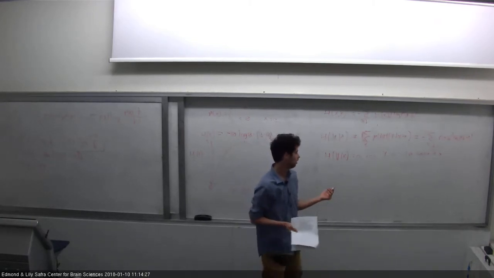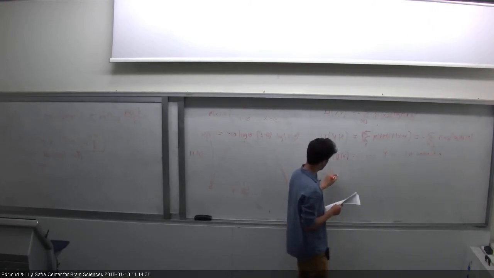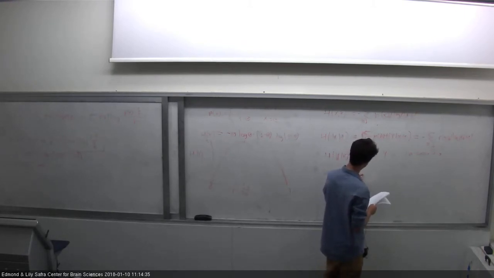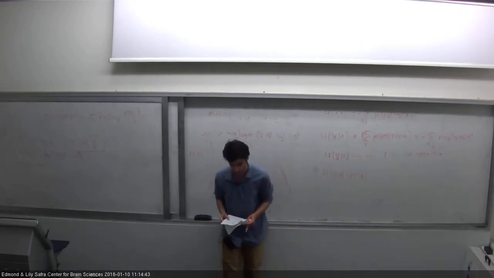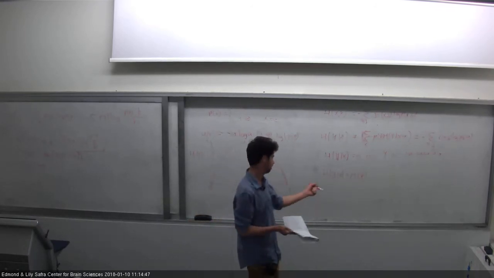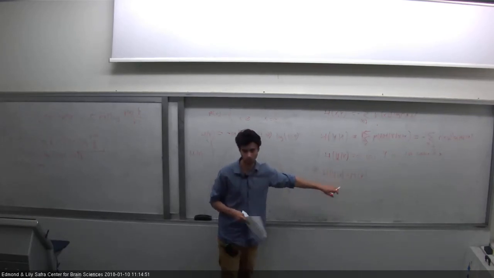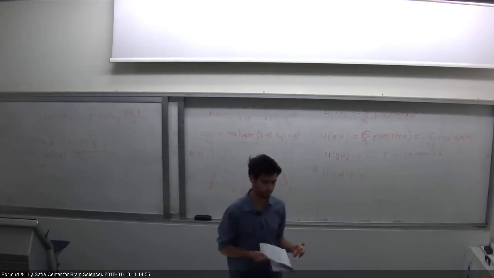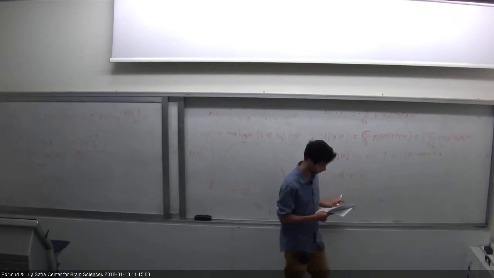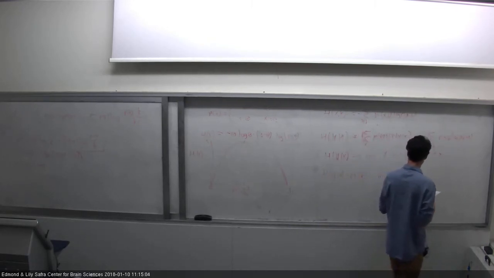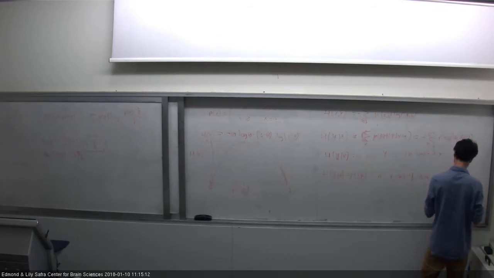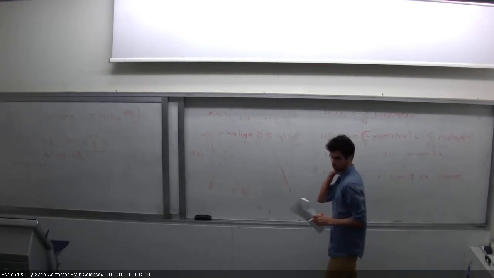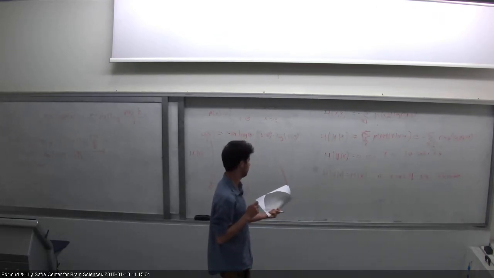Now, when will the conditional entropy of Y given X be equal to the entropy of Y? If X and Y are independent, then knowing something about X will not change the entropy. Okay? If X and Y are independent.